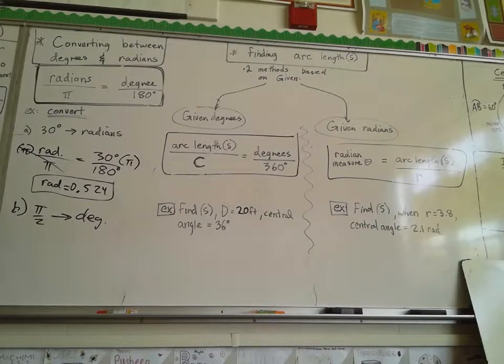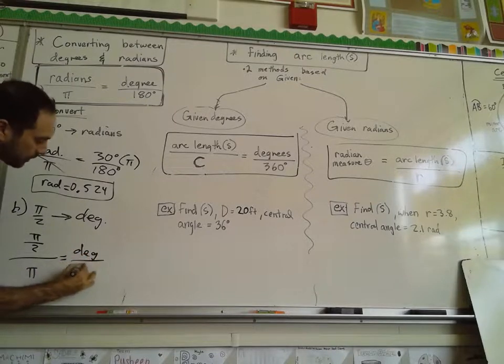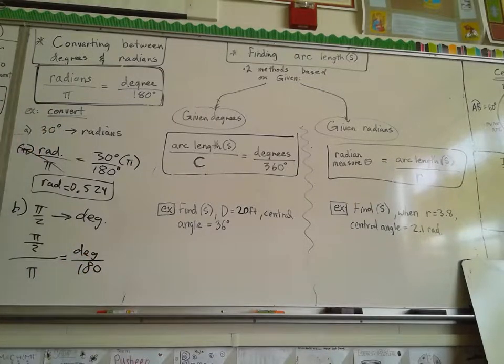So let's see if this actually works out for 90 degrees. We're going to use this. The radians is pi over 2. Pi over 2 divided by pi is equal to the degrees, what we're looking for, over 180. The only variable thing I don't know here is degrees. All the rest here, these are values. Pi is just a number.